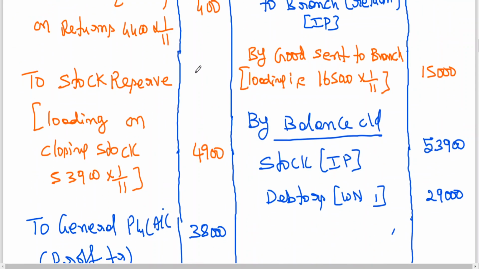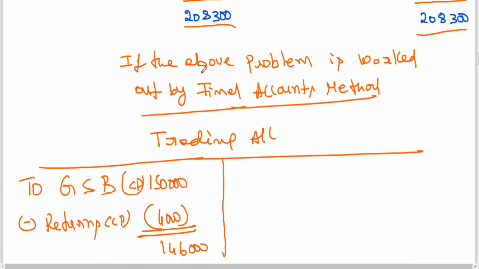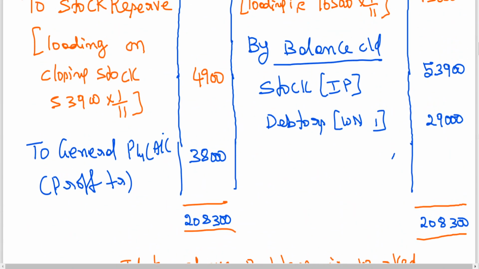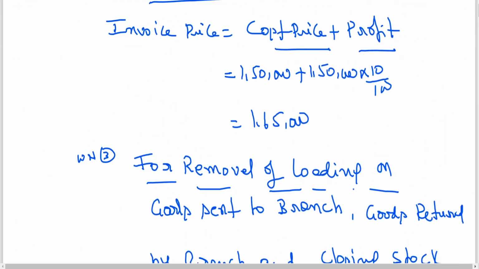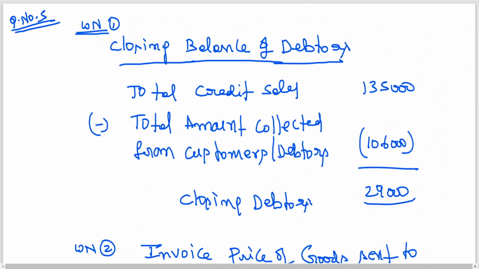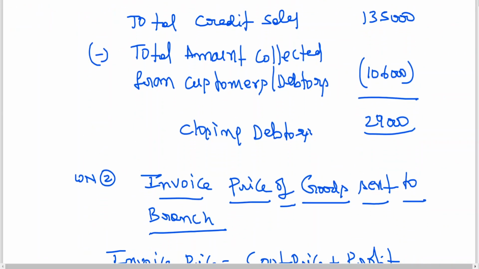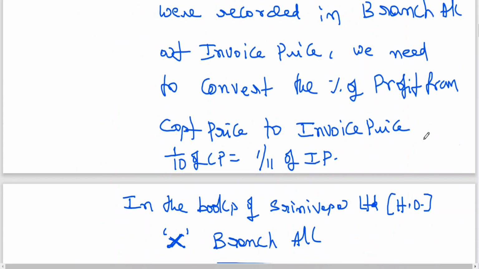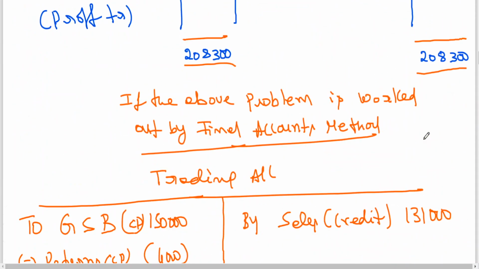Okay, then here you will be writing sales. Here we got only information of credit sales. Already we have got 1,31,000, in working note number 1, I think we have done it. Credit sales, total credits is 1,35,000. Sorry, not 1,31,000, 1,35,000.